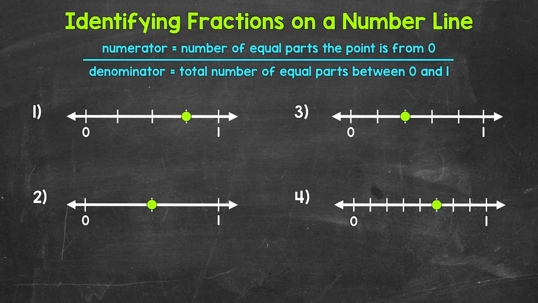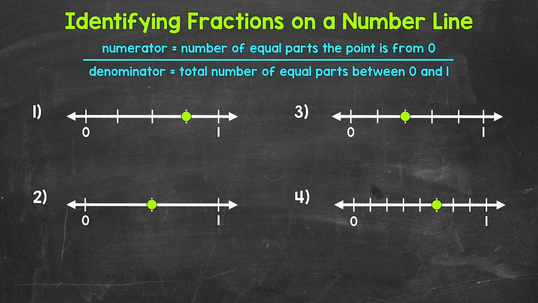Now notice, we have 0 and 1 here. So a distance from 0 to 1. We can think about this like one whole. And we can see that the green point marking our fraction is in between 0 and 1. So we don't quite have 1. We have part of that distance, part of that whole. This is going to be a fraction.